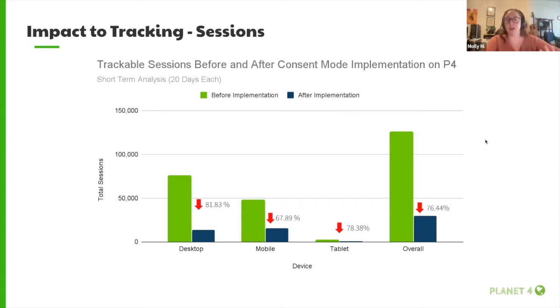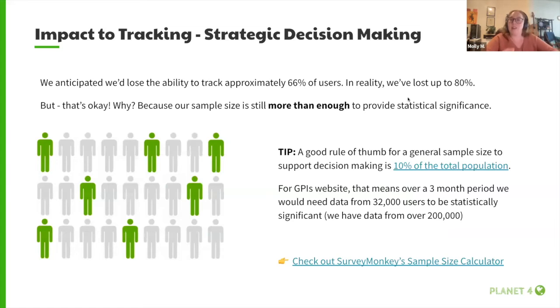When I first saw this graph, I totally panicked, because I'm a data person. I want as much data as possible to make decisions. But after doing some reflection, some calculations, and figuring out exactly what data we need to achieve our mission, I feel a lot better about it. So we anticipated we'd lose the ability to track approximately 66% of users, and we did lose more than that, about 80% on Greenpeace International. However, the sample size that we have is still more than enough to provide statistical significance.